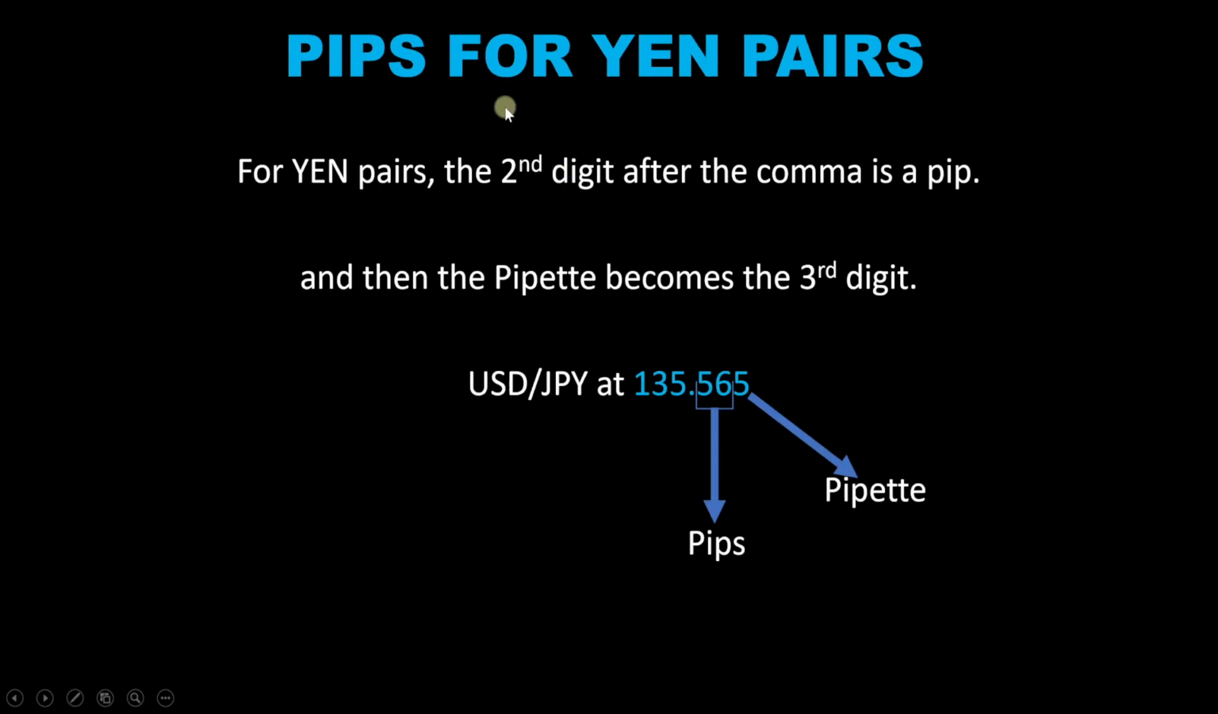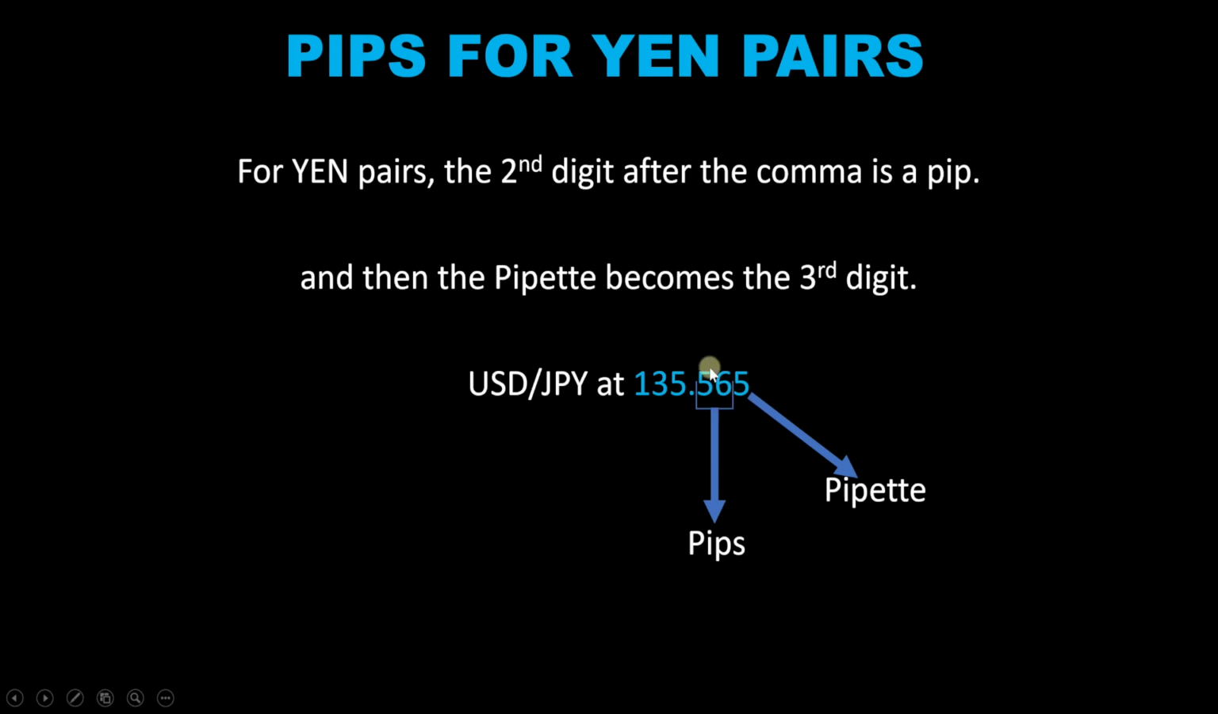So for yen pairs, the second digit after the comma is a pip. The second digit is a pip, and therefore the last one would be the pipet. The pipet becomes the last digit. So for any normal pair of currency, we see that we have 5 digits over here, right?